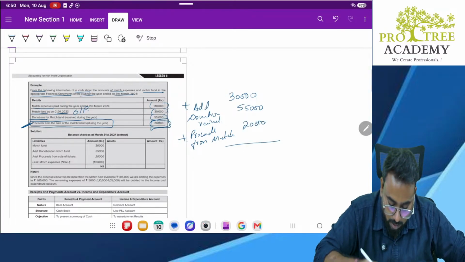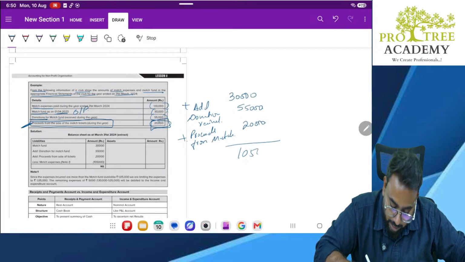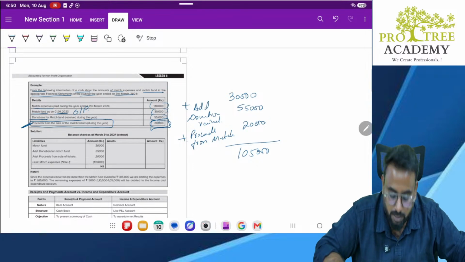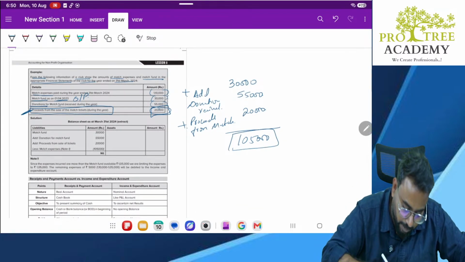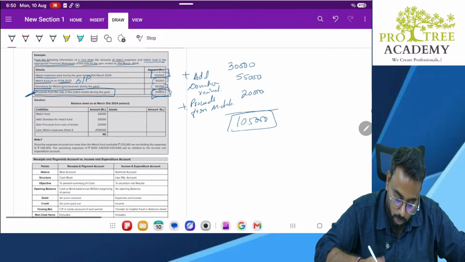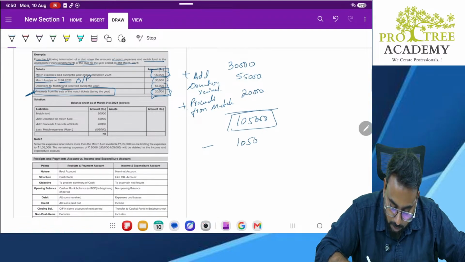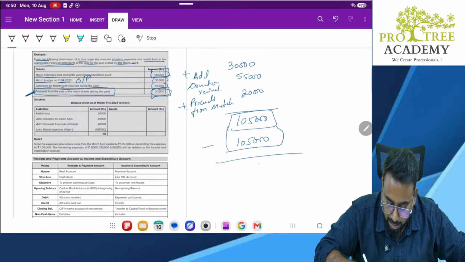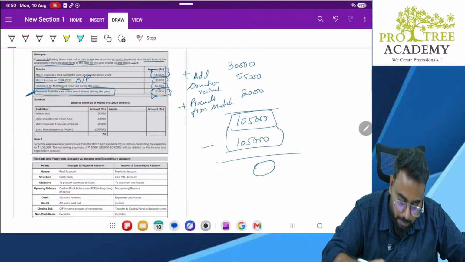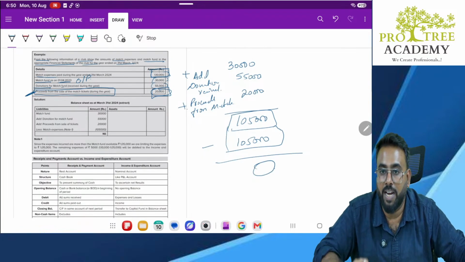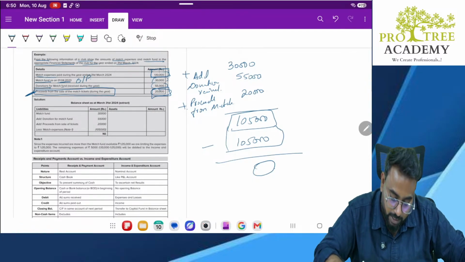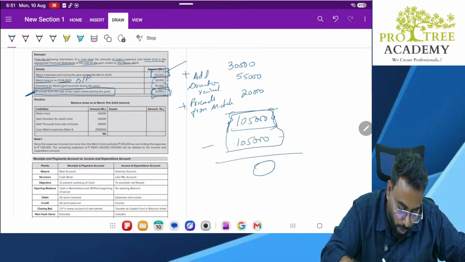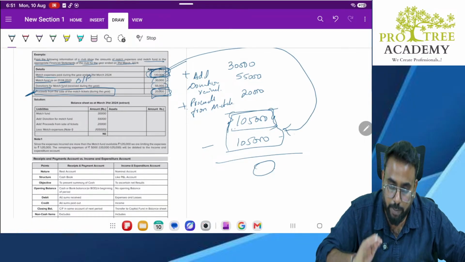Now what is the total? 30,000 plus 55,000 is 85,000, plus 20,000 is 1,05,000. Out of this 1,05,000, we have made certain expenses. How much are the expenses? Sir, expense is 1,10,000. So we will reduce 1,05,000 out of this fund. So what is the fund balance? 0. Sir, but we have done expenditure of 1,10,000. But you are taking only 1,05,000 because I have funds of only 1,05,000. Out of this 1,10,000, 1,05,000 will be reduced from the fund.